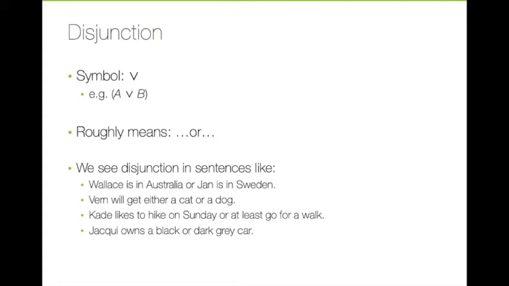So we'll use disjunction to symbolize sentences like Wallace is in Australia or Jan is in Sweden. Vern will get either a cat or a dog. Cade likes to hike on Sunday or at least go for a walk. And also, Jackie owns a black or dark gray car. You might notice that unlike conjunction, there aren't a wide variety of words that get translated with logical disjunction. But there will still be some complexities to how we use the symbol to translate English sentences into logical symbolizations.